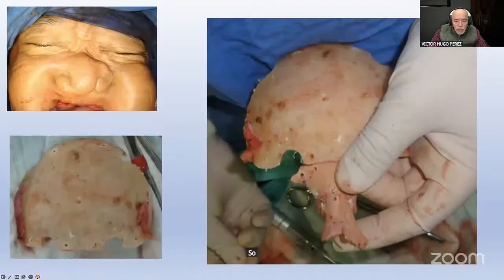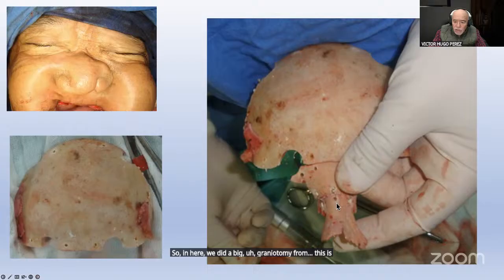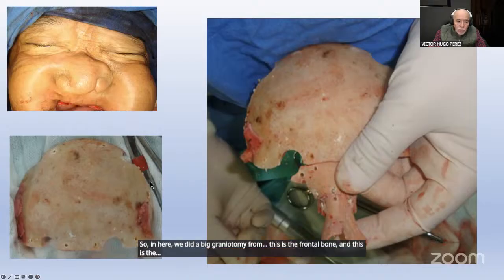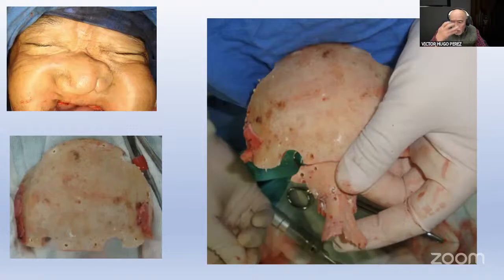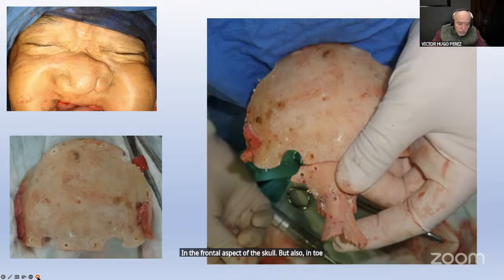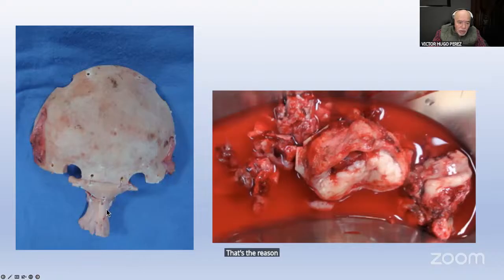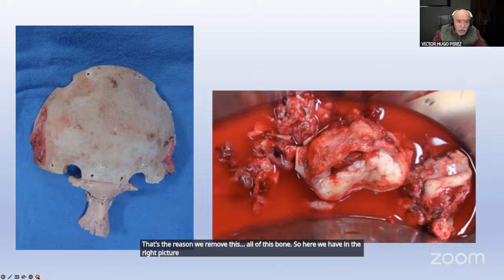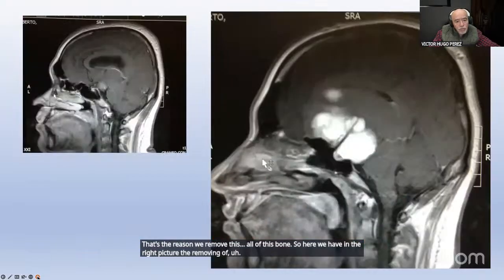So in here we did a big craniotomy. This is the frontal bone, and this is the nasal bone for removing a big tumor. The tumor was in the frontal aspect of the skull, but also into the nose. That's the reason we removed all of this bone. So here we have in the right picture the removal of this lesion.